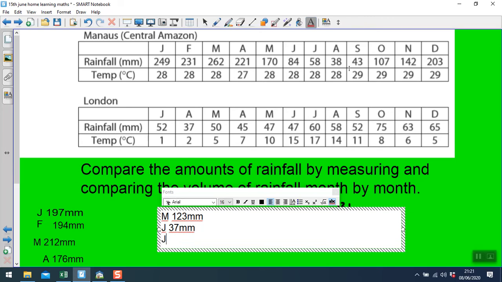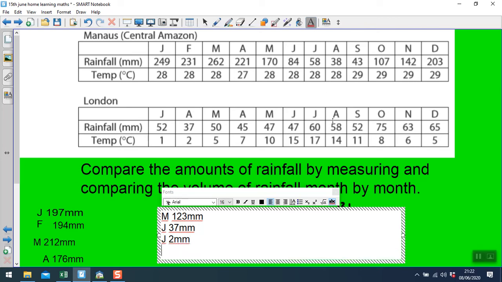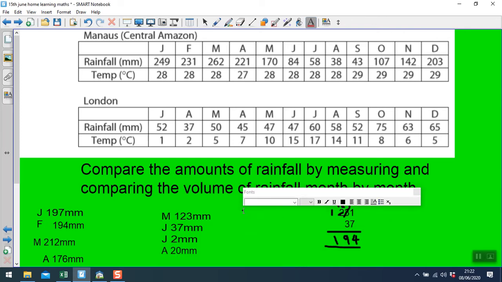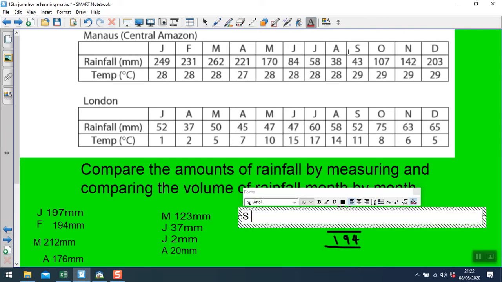July, 58 and 60, so we've got to go the other way now. The difference between 60 and 58 is 2. 60 take away 58. We've now got 38 and 58, so 58 take away 38 is 20. And now September, we've got the difference between 43 and 52, so 52 take away 43 is 9.